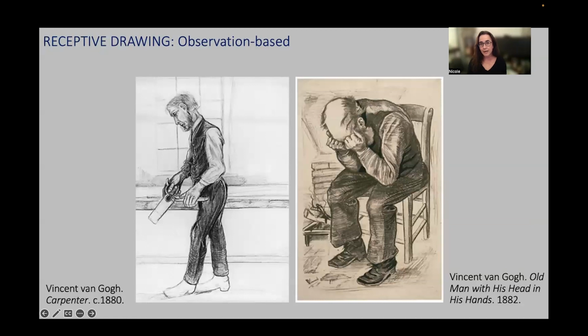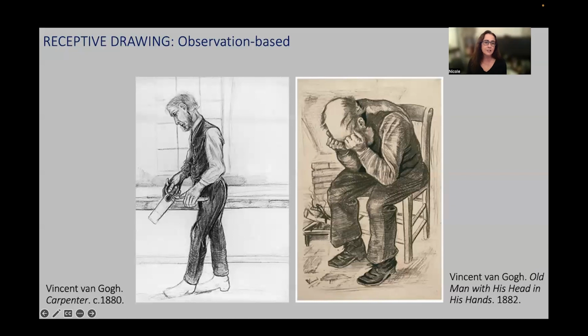So he studied and practiced drawing from life as a way to develop his technical skill and also to capture the mood and the energy of his subjects. And we can see that quality in both of these drawings, but maybe to a little bit of a different degree. They were completed 2 years apart. The Old Man with His Head in His Hands, made 2 years after Carpenter, shows that Van Gogh made great progress in seeing and drawing in those years.